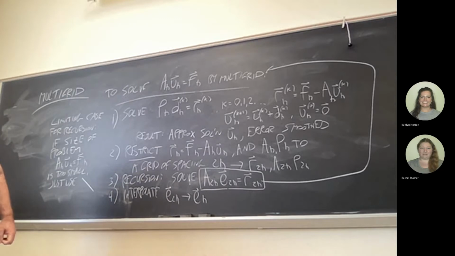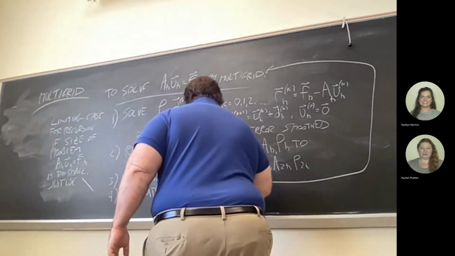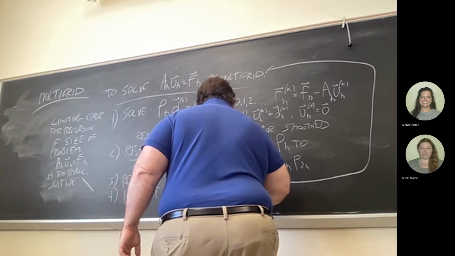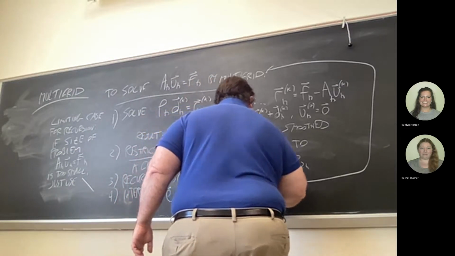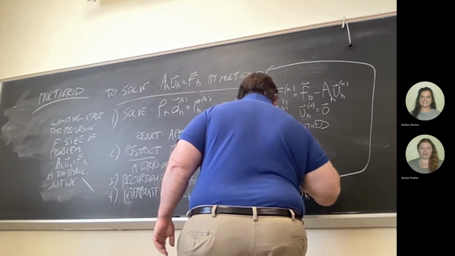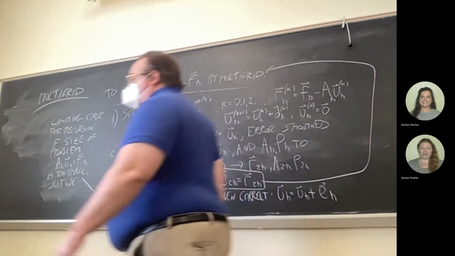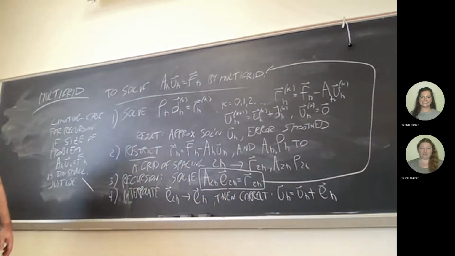So once you have it on the fine grid, then you correct your solution. UH is equal to itself plus the error that you just interpolated. And that's it. You're done. The function exits.